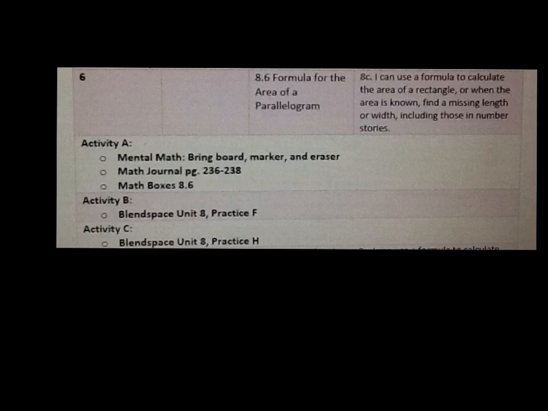For today's work, we already completed mental math. You'll need to finish Math Journal pages 236 to 238. Make sure you finish your math boxes if you haven't yet. And then you'll move on to Blend Space Practice F for Activity B and Blend Space Practice H for Activity C. Make it a great day.